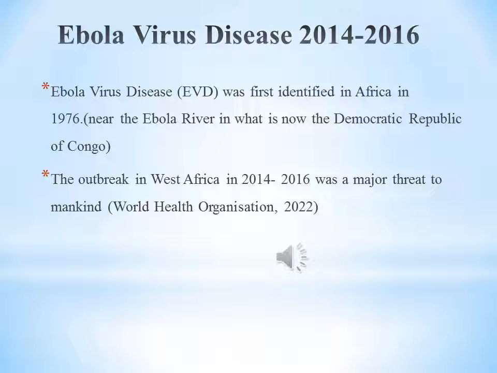Ebola virus disease outbreak of 2014 to 2016. Ebola virus disease was first identified in Africa in 1976, near the Ebola River, in what's now the Democratic Republic of Congo. The outbreak in West Africa in 2014 to 16 was a major threat to mankind.